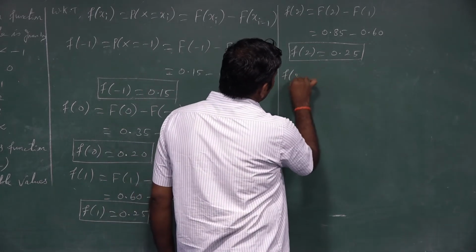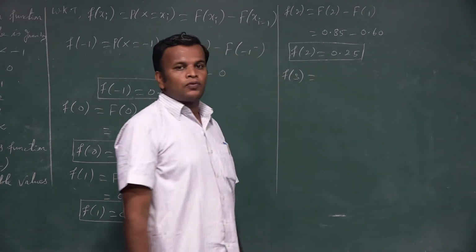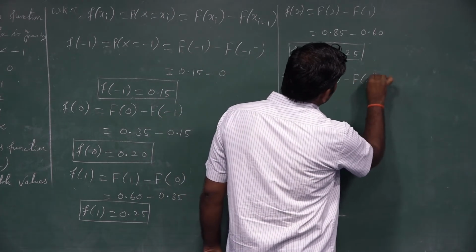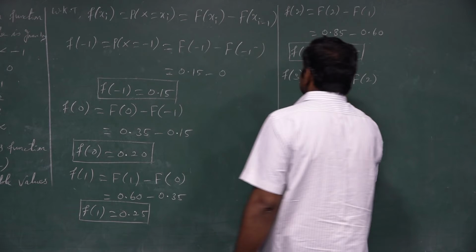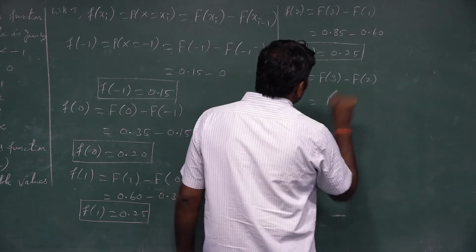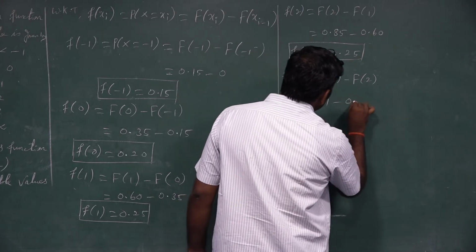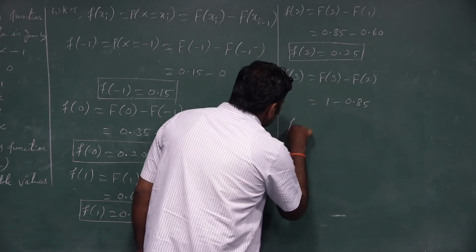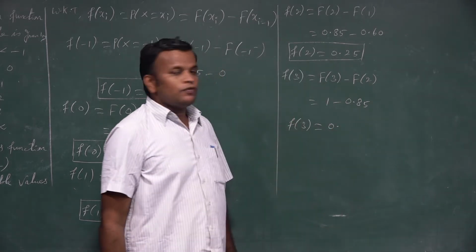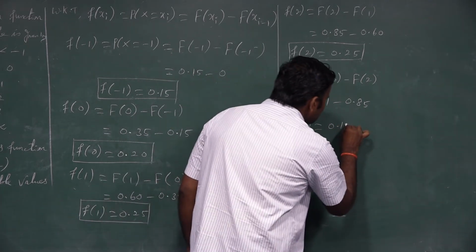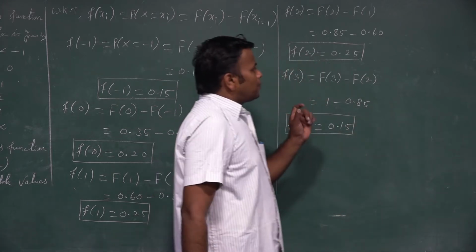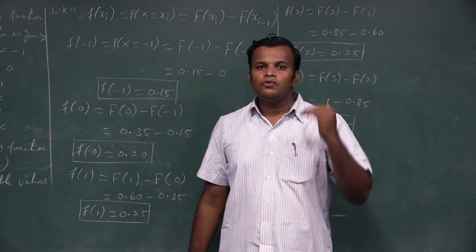Last, f of 3. The formula of f of 3 is capital F of 3 minus capital F of 2. When x is equal to 3, capital F of x is defined as 1 minus f of 2 value, which is 0.85. So f of 3 value is 1 minus 0.85, which is 0.15. So we find the probability value of each and every random variable.